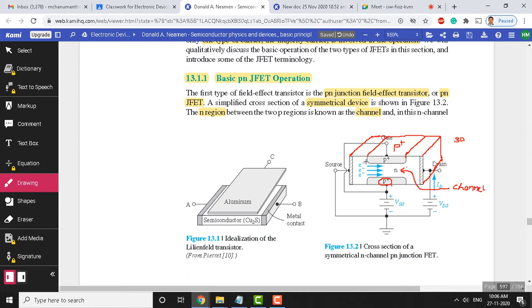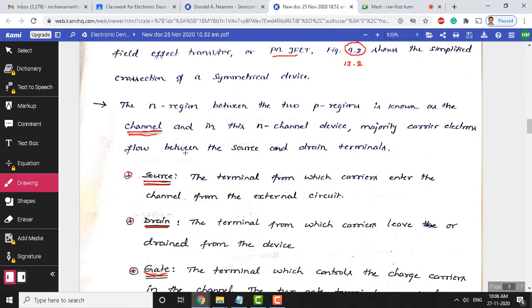Okay, so the complete N region, starting from here, is a channel. That is what the definition says. Here is the reason why it is called a channel: in this N channel device, majority carrier electrons flow between the source and drain terminals.